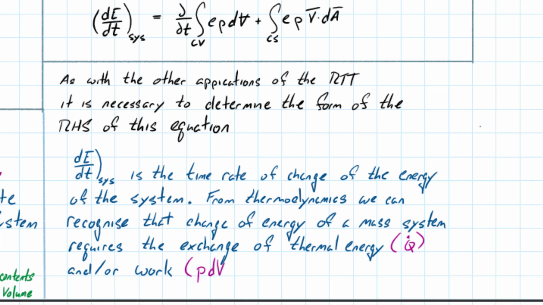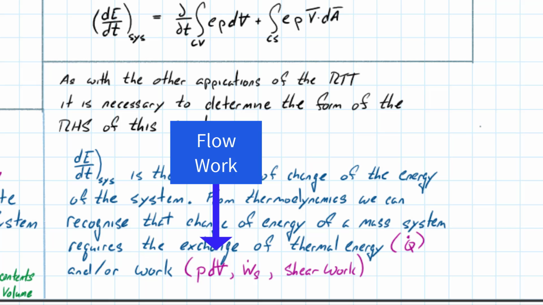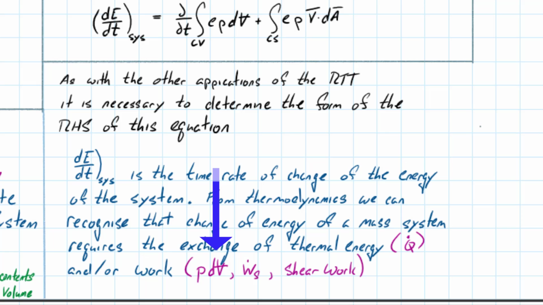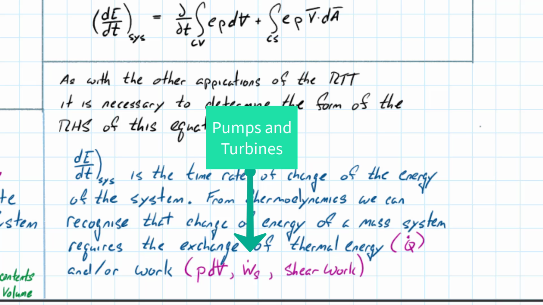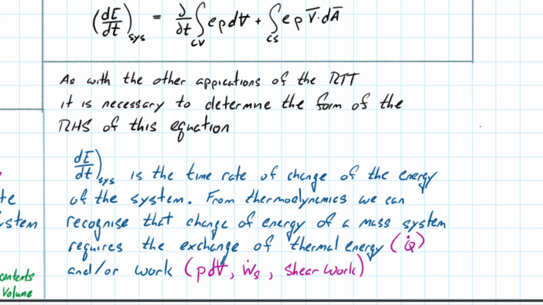And then we have three types of work that we need to consider. The first is PdV work, which you should be familiar with from thermodynamics. And this is how pressure now comes into the energy equation. We have another term, W dot sub S, that is shaft work. So that is going to account for our pumps and our turbines. The last term is shear work, and it's a term that we include even though it's zero.